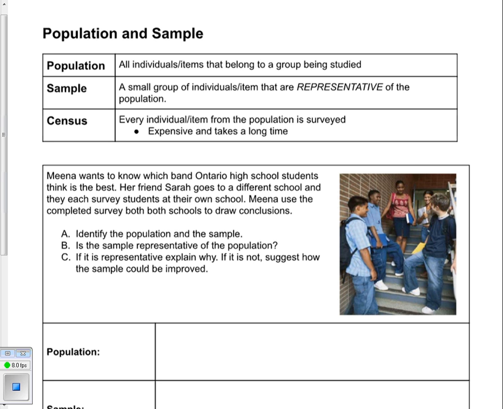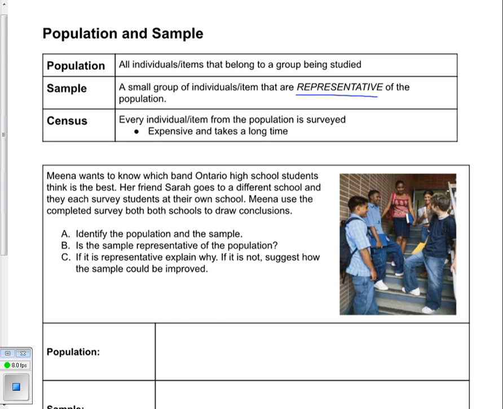Whereas a sample is the small group of individuals or items that represent the large population. Okay, and they have to be a good representation. They have to be reflective of all of the pieces ideally. So you want the sample to represent the total population. Oftentimes you're going to do a sample because it's cheaper and faster and easier to find information on a sample of the population than of the entire population as a whole.